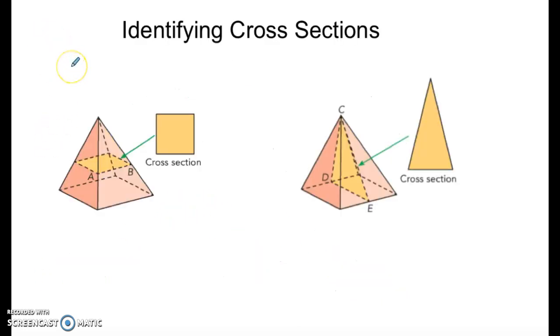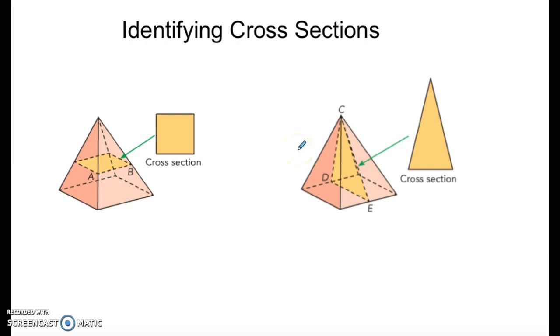And then we need to identify cross sections. So cross sections are what are formed if we sliced the shape. So let's think about putting a piece of paper horizontally through this pyramid. If we opened it up, we would see a square. So the cross section is a square.